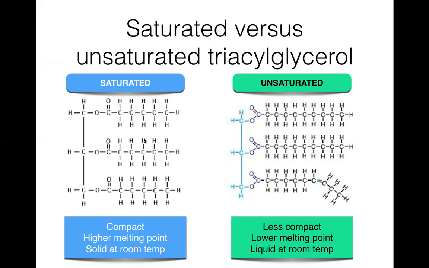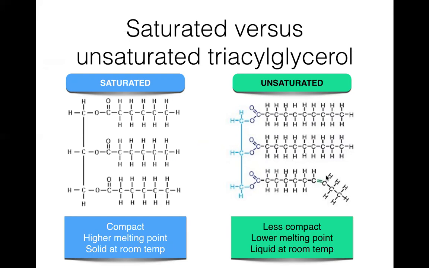If they only contain saturated fatty acids, they are more compact. So they behave like crystals, which means they are solid at room temperature and have a higher melting point. On the other hand, in the presence of the double bond, because of the kink, the molecules are farther apart from each other. So they don't behave like crystals. They have a more fluid state. Therefore they are liquid at room temperature and have a lower melting point.